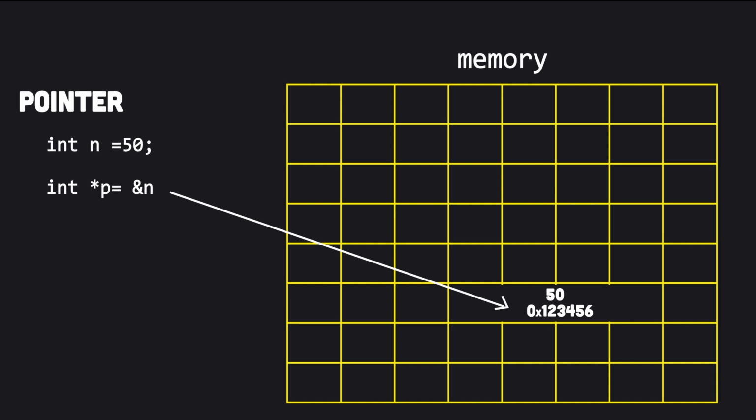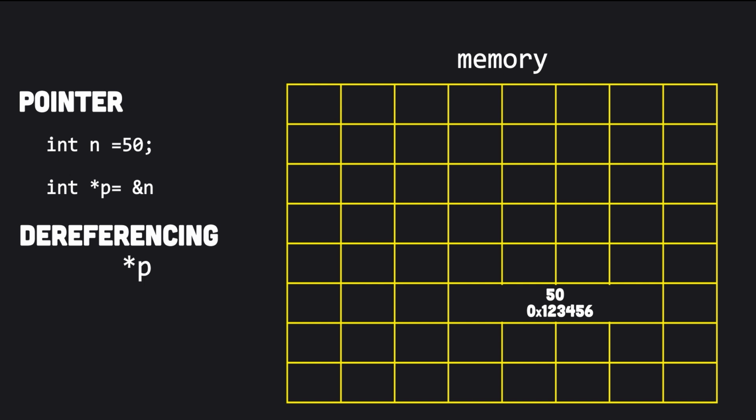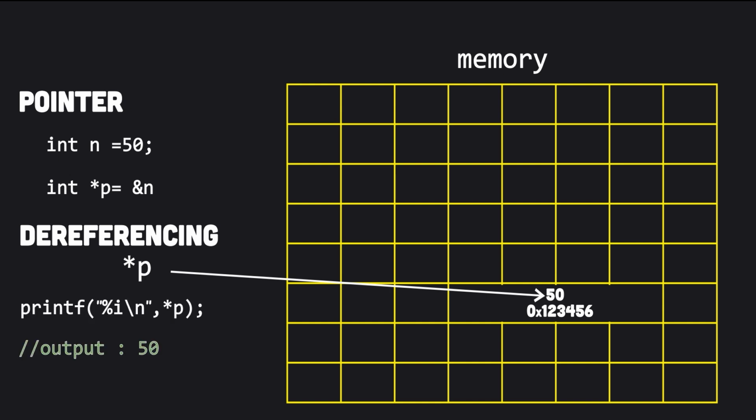So if you write int *p = &n, p now holds the memory address of n, often displayed in hexadecimal format. When you use the star operator on p alone, this is called dereferencing. Dereferencing tells the computer to go to the address stored in p and retrieve the value there. For instance, printf("%i\n", *p) would output 50.